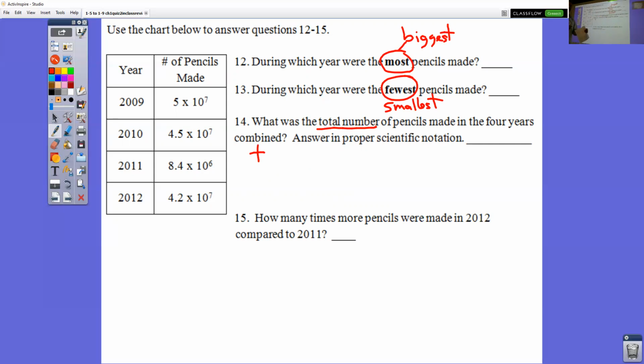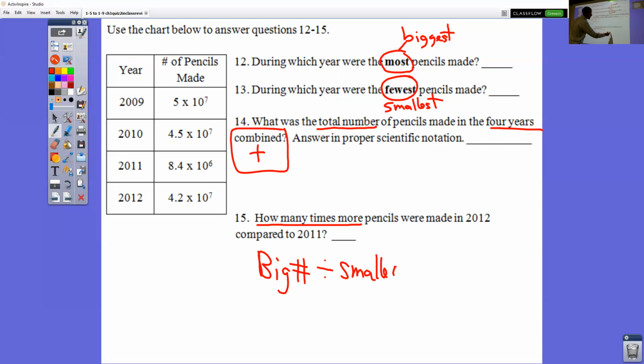Remember, if you're baking a cake or making brownies or something like that, you're combining all the ingredients in the bowl. So the word combine means to add. So you're going to add together all 4 years. Put your final answer in scientific notation. And then in number 15, it says how many times more. When it says how many times more, you have to do the bigger number divided by the smaller number. Go ahead and try these 4 questions, please.